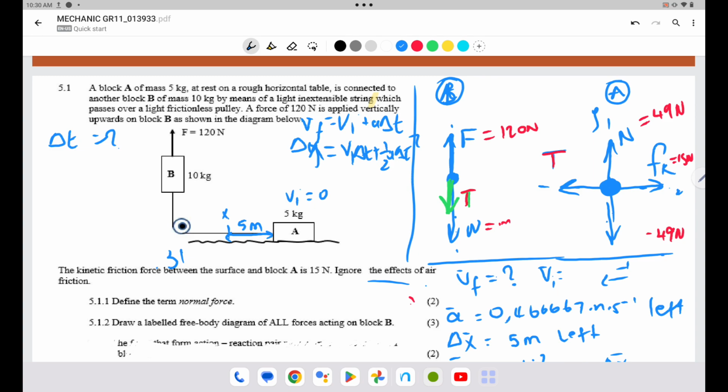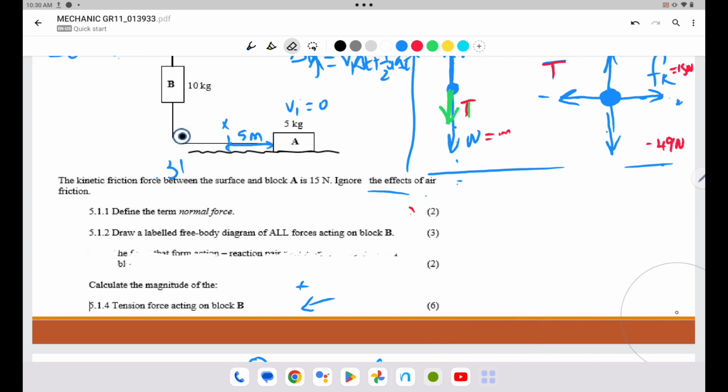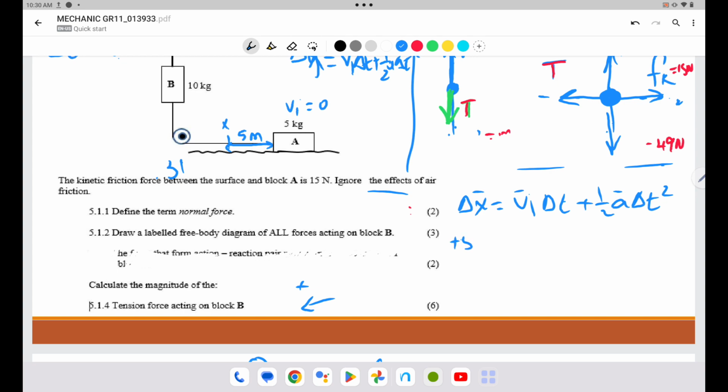I'm going to go with the second one. So if we use the second equation, then we have displacement equals initial velocity times time taken plus 1 over 2 acceleration times time taken squared. This is positive 5 equals, this whole thing will be 0 because initial velocity is 0, plus 1 over 2 acceleration, we have it from the solution, multiplied by delta T squared.